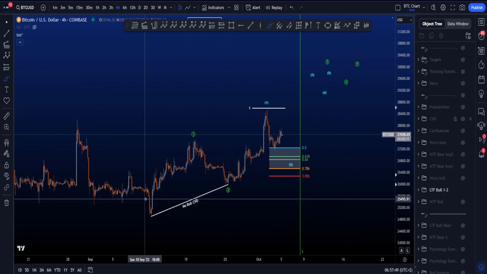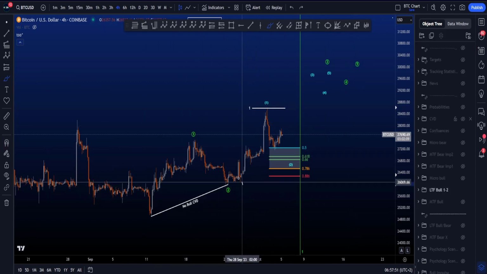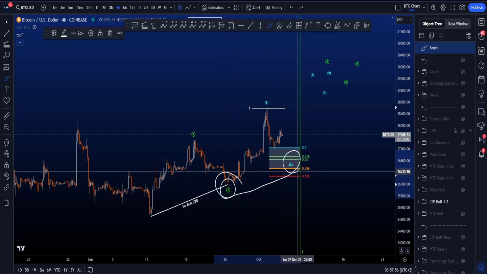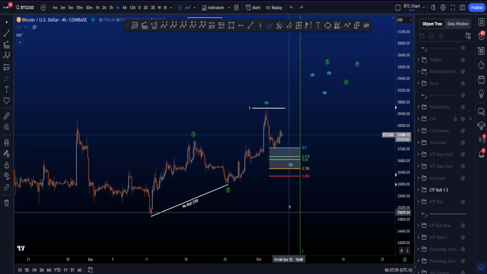Also, in a double 1-2-1-2, you also preferably like to see bullish divergences between this low over here for the green wave 2 and the higher low over here for the second wave 2. But at the moment, that is not yet the case.